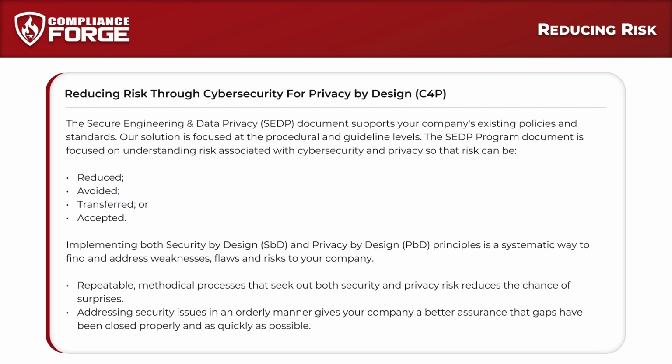The SEDP is focused on understanding risk associated with cybersecurity and privacy, so that risk can be reduced, avoided, transferred, or accepted. Implementing both security by design and privacy by design principles is a systematic way to find and address weaknesses, flaws, and risks to your company. Repeatable, methodical processes that seek out both security and privacy risk reduce the chance of surprises. And addressing security issues in an orderly manner gives your company a better assurance that gaps have been closed properly and as quickly as possible.